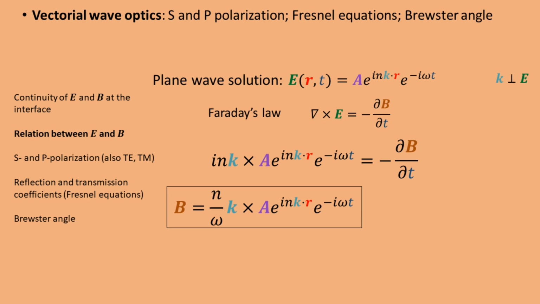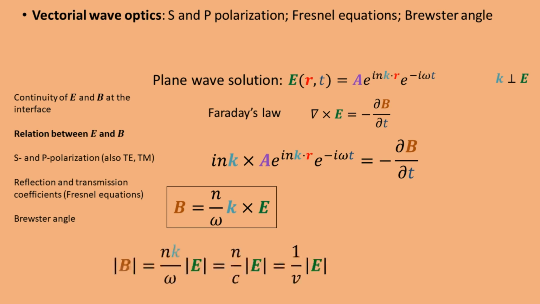If we then integrate with respect to time, we find an expression for the magnetic field itself, and we see that we can rewrite this as a cross product of the wave vector with the electric field, multiplied by a factor that depends on the refractive index of the medium the wave is propagating in. In fact, we can show that the magnitude of the magnetic field is the same as the magnitude of the electric field, divided by the propagation speed of the wave in that medium.